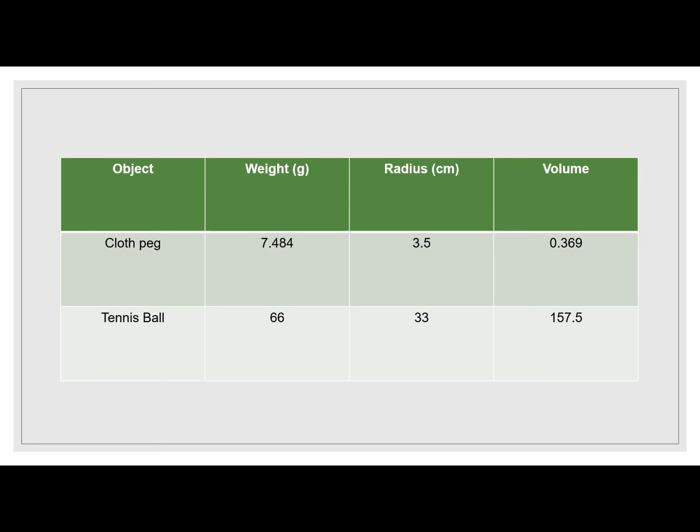Data and result. These are the two objects that we use in this experiment. The first one is the cloth peg and the second one is the tennis ball. The weight of the cloth peg is 7.484 grams and the tennis ball is 66 grams. The radius of the cloth peg is 3.5 centimeters and the tennis ball is 33 centimeters. The cloth peg volume is 0.369 and the tennis ball volume is 157.5.